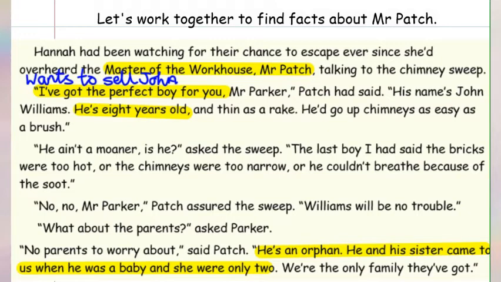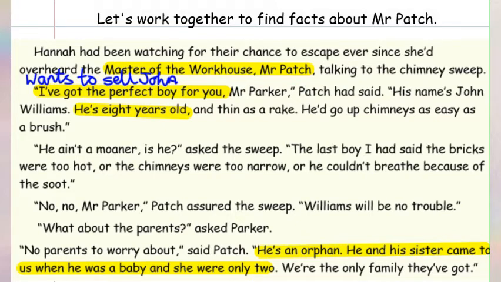So here you can see in yellow we've got bits highlighted. I've highlighted that he's the master of the workhouse. He says, "I've got the perfect boy for you, Mr. Parker," which tells us that he's trying to sell John, which is not a nice thing to do to a person, is it? We don't believe in slavery. Poor little John's just 8 years old. He's thin as a rake and he's really poorly.